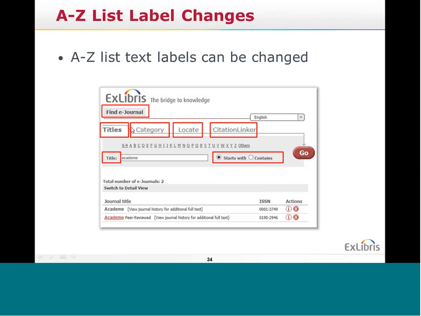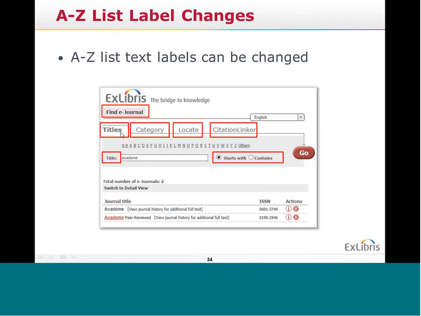Another option you have with both the eJournal and the ebook A to Z lists is you can customize the wording for all of the text elements that appear in the A to Z lists. Now this can apply to one or more of the languages that you want to make available to your users. The example here shows just a very small portion of the labels that can be changed. So if you don't like what a particular field label is called, you can ask your Ex Libris project team or the support team to change it for you.